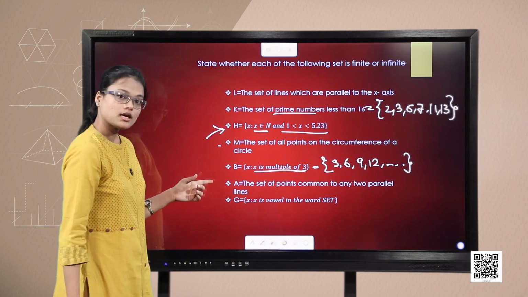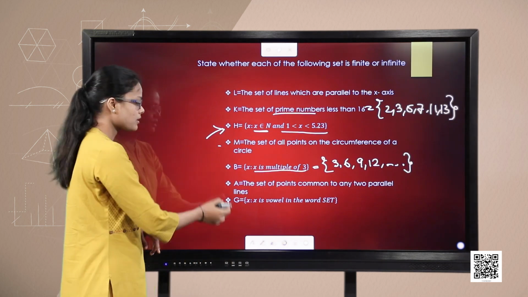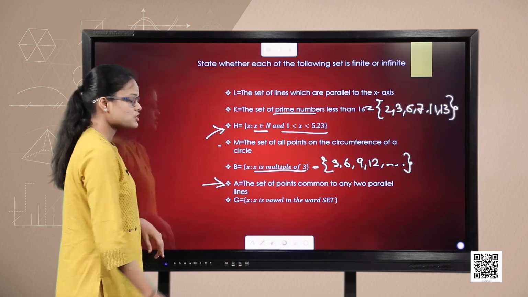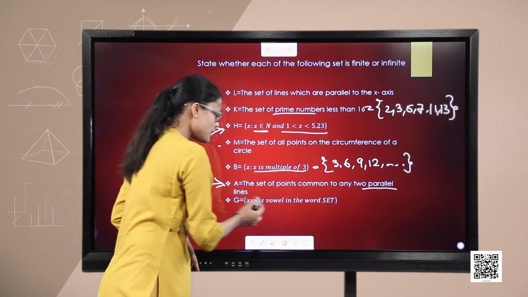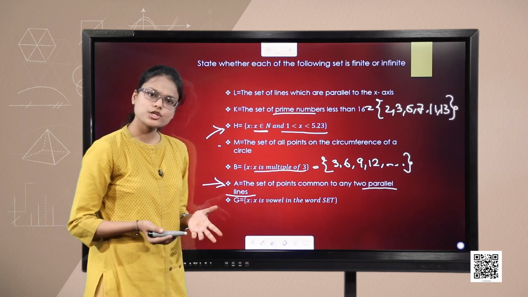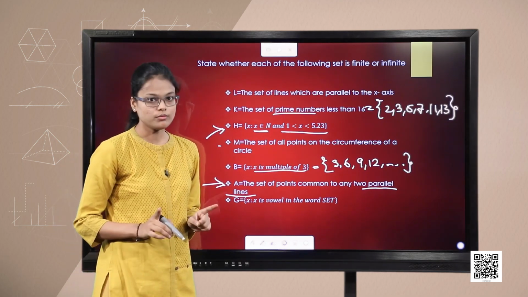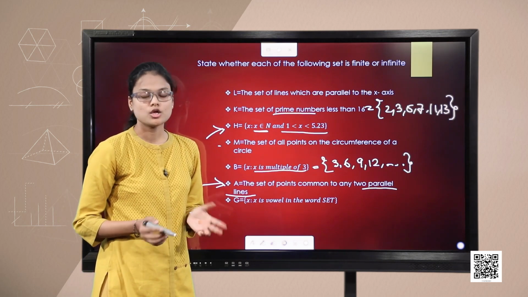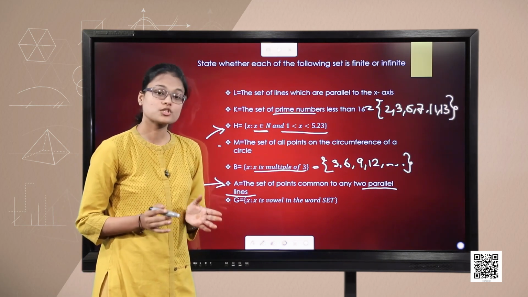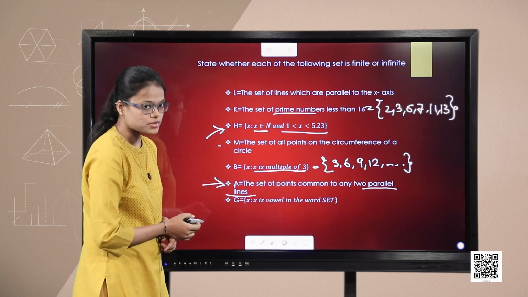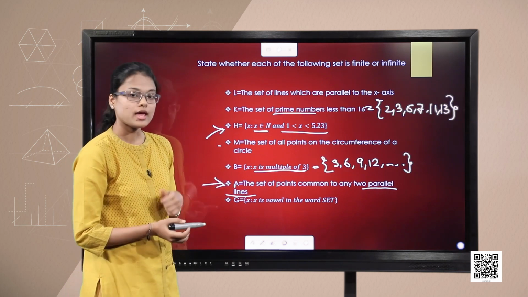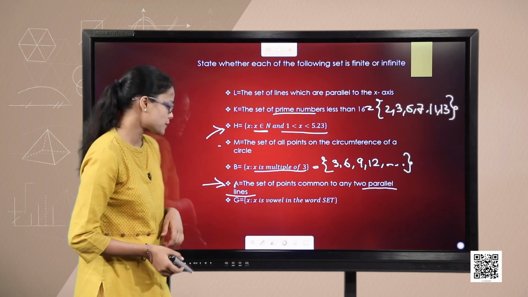So, this set B is an infinite set. Now, the second last set, which is A, the set of points common to any two parallel lines. We know when the two lines are parallel, is there any point common between the two? No. Since they are parallel, no point will be there which is common. That means set A is an empty set, and yes, empty set is a finite set.